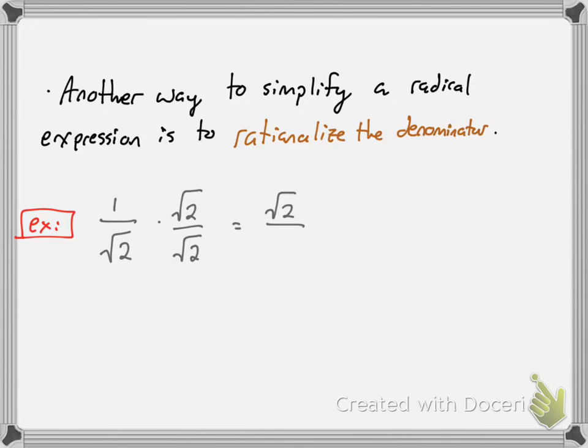And the numerator, 1 times square root of 2 will leave me with square root of 2, but now, if I multiply a radical by itself, the radical just kind of goes away. Square root of 2 times square root of 2 will leave me with 2, and I'd be done.